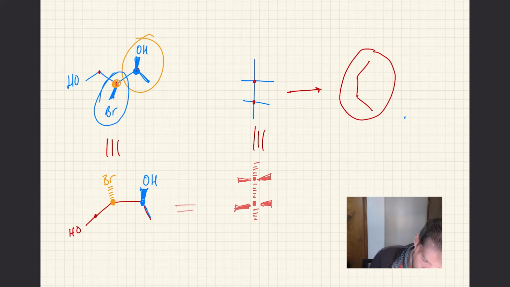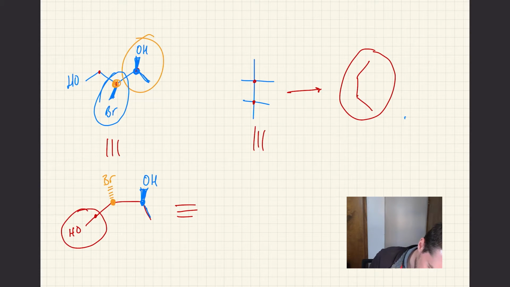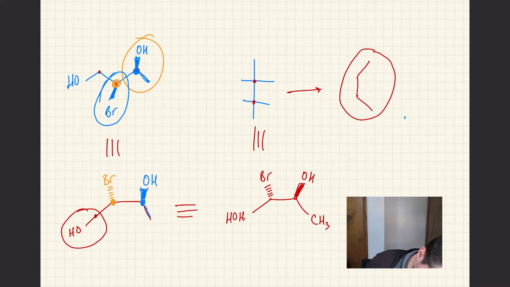So now what I'm going to do first is rotate it so that this is at the top. And actually I'm going to fix that up a little bit too. So I'm going to say this is my backbone. Here I have a bromine. Here I have my OH. There's my CH3 just to clean it up a little bit. And then I have an HO H2C. So that's this guy right here.